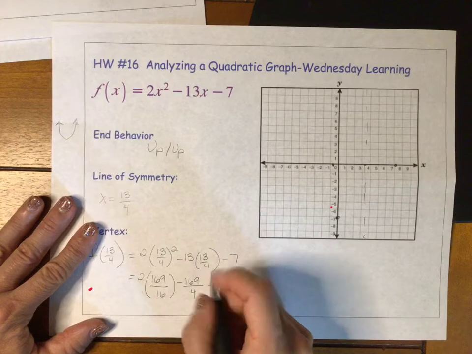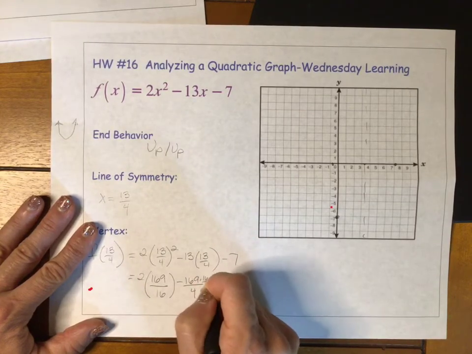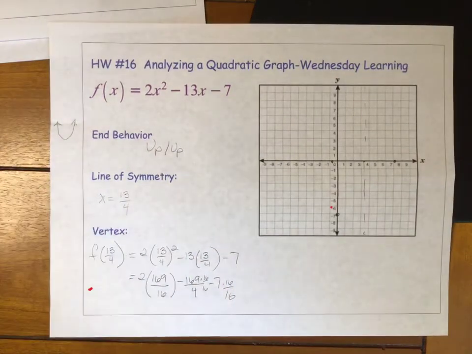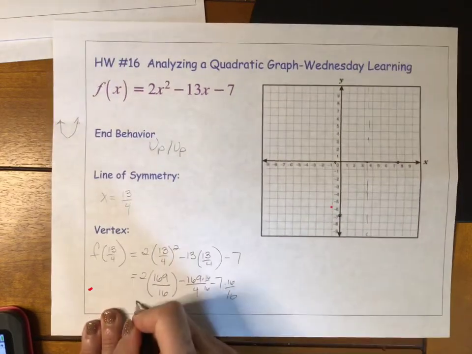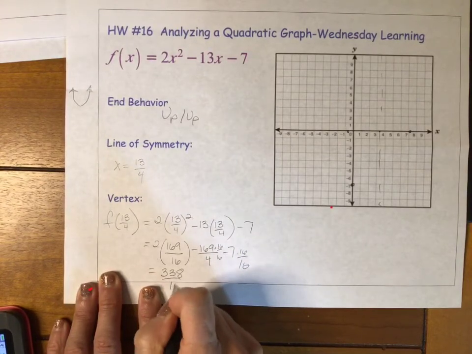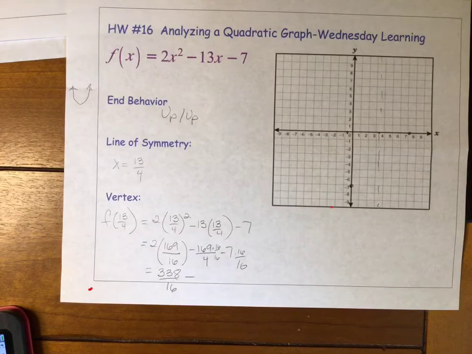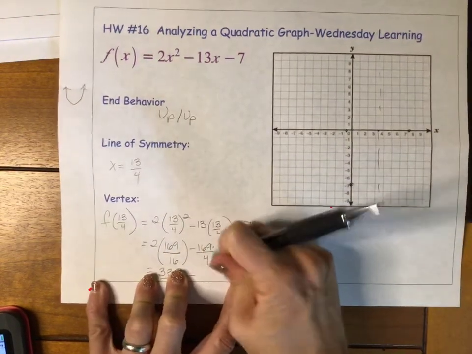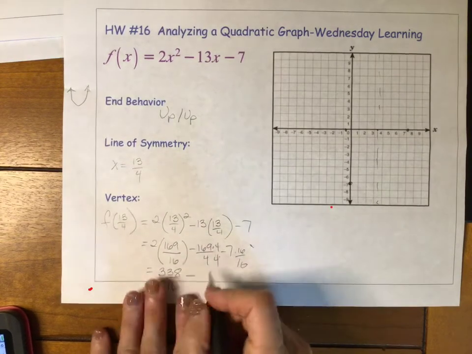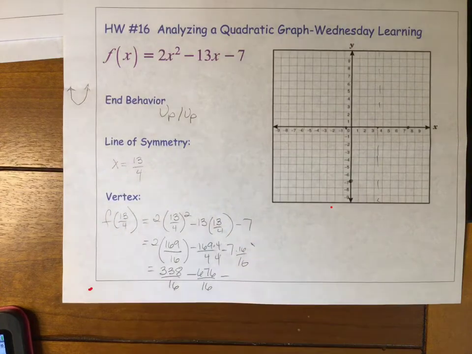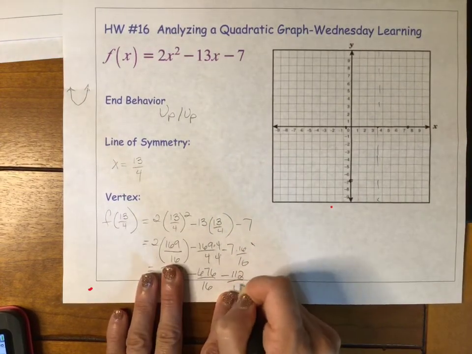Now I need to make a common denominator to combine all these, and my common denominator would have to be 16. So multiplying all of these top and bottom by 16. And guess what? That's just too much for my multiplication knowledge right now. So I get 338 over 16 minus 169 times 4 over 4. Oops, that should be 4 over 4. Sorry about that. So minus 676 over 16 and minus 112 over 16.